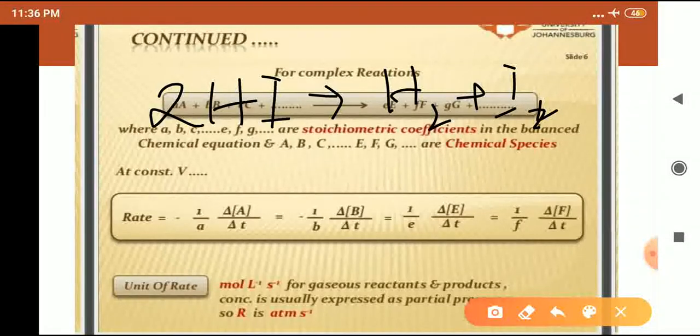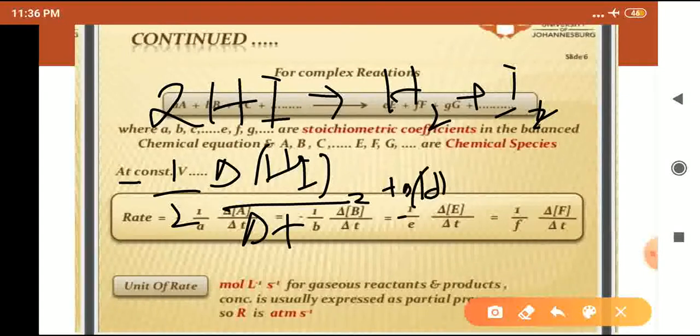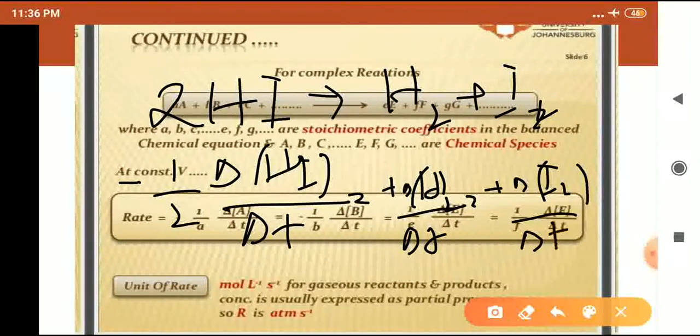For this, we can write average rate of the reaction as minus 1 by 2 change in concentration of HI divided by change in time. And for H2, we will write plus of H2 change in concentration divided by change in time. For I2, we will write plus change in concentration divided by change in time.